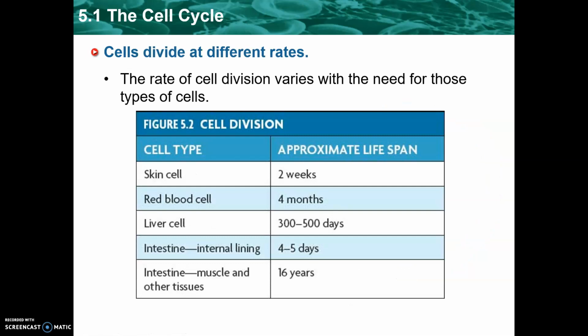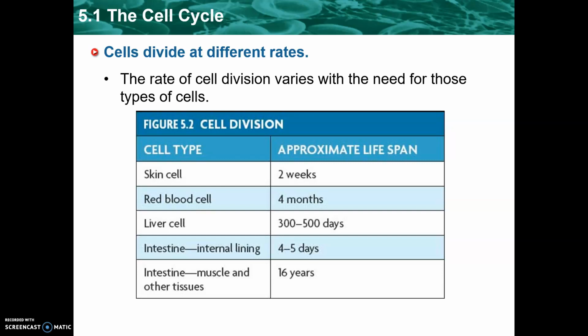So now let's talk about the rates that cells divide. You do not need to memorize this chart, but it is interesting to look at the different types of cells in the body and their approximate lifespan. Because the rate of cell division for different cells in the body is not always the same. It depends on what that cell is normally doing.